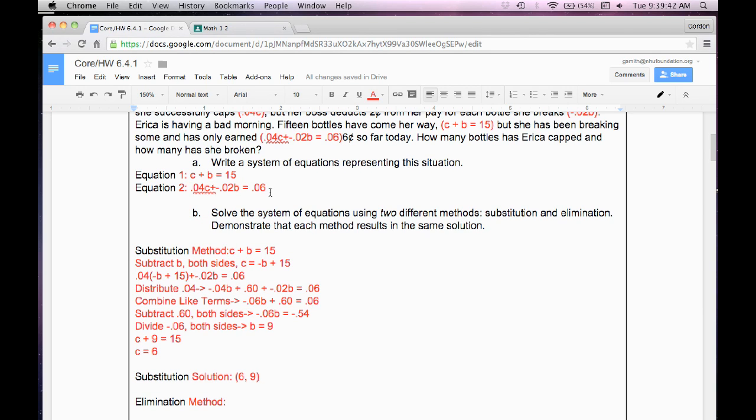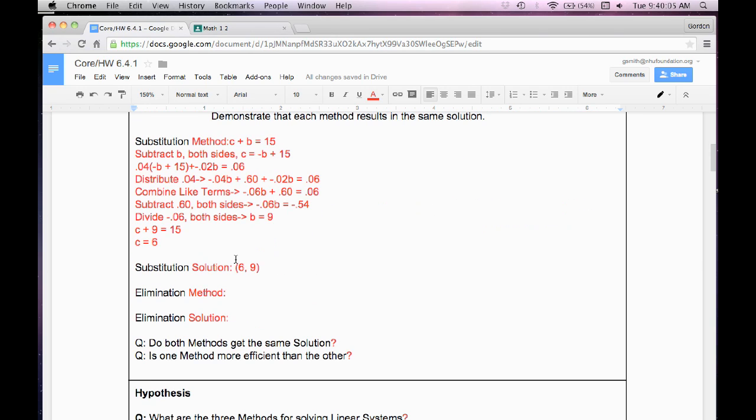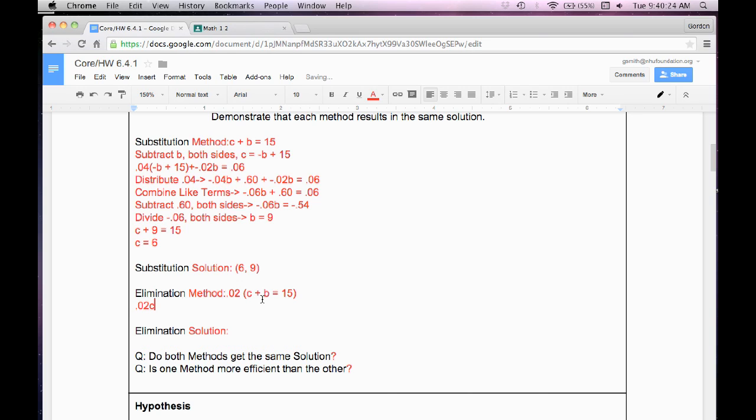So we'll take the same original 2 equations, but we'll do elimination instead. If I look at these two, I can eliminate the C or the B. I'm going to choose to eliminate the B. And what I need to do is get the opposite of this. So if I have negative 0.02, then I need positive 0.02. So I'm going to take this entire equation here and multiply it by 0.02, because what I want to do, of course, is make the B's disappear. When I distribute that, it'll get me my new equation. So 0.02 times C is 0.02C plus 0.02 times B is 0.02B is equal to 0.02 times 15, which is 0.30.